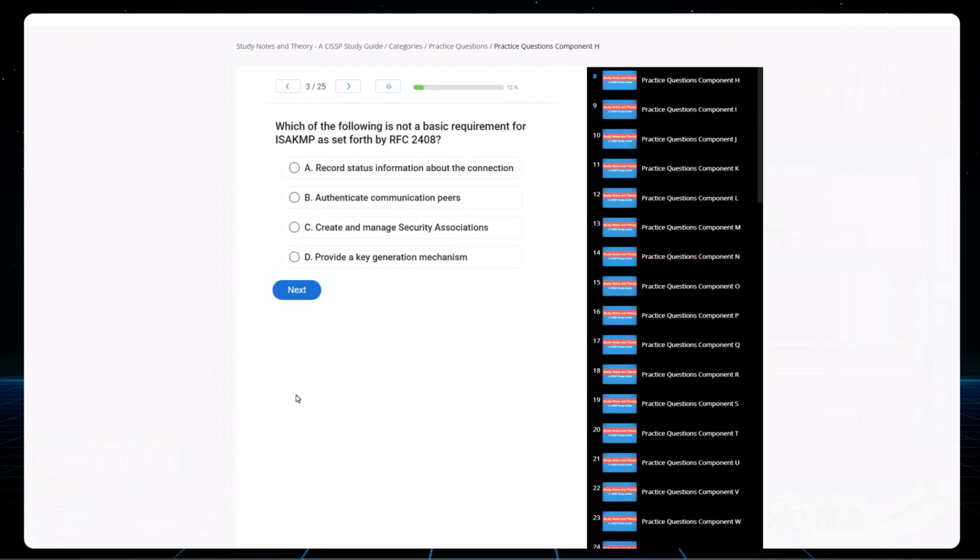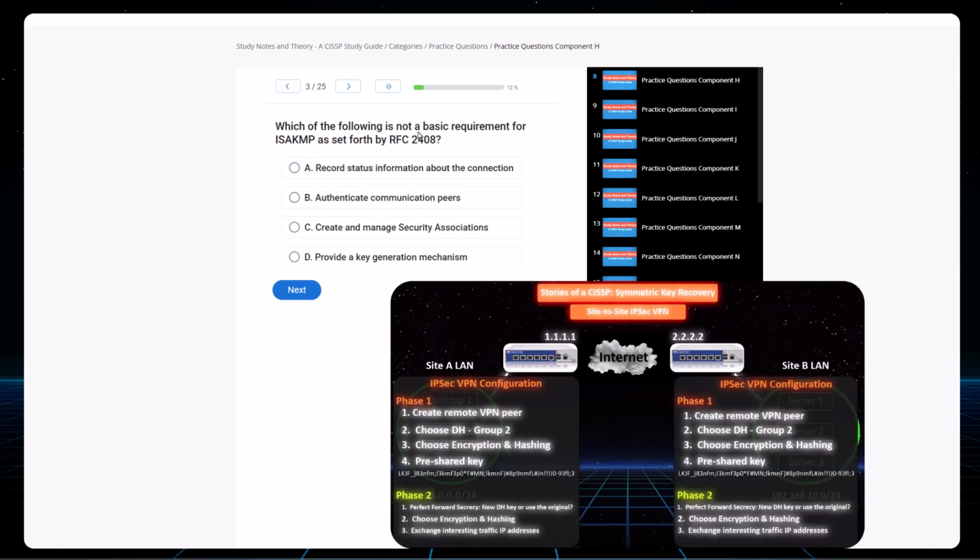Let's look at question 3. Which of the following is not a basic requirement for ISAKMP as set forth by RFC 2408? So I deal with VPNs. I used to deal with VPNs all day at my job, so I think I can get this right away.